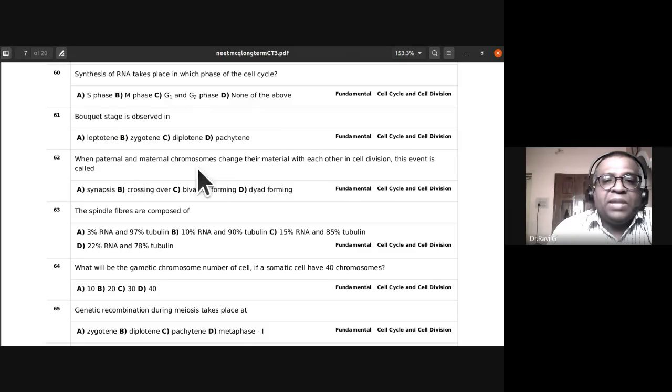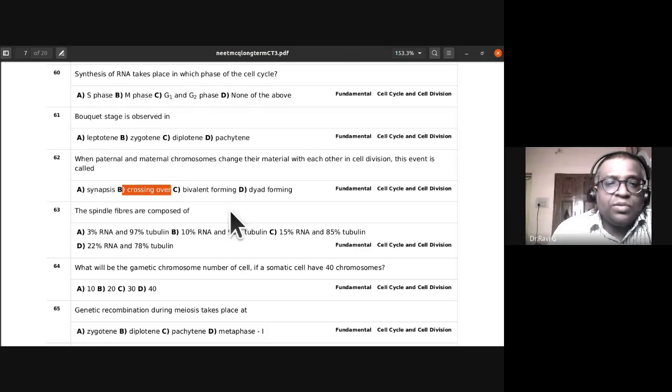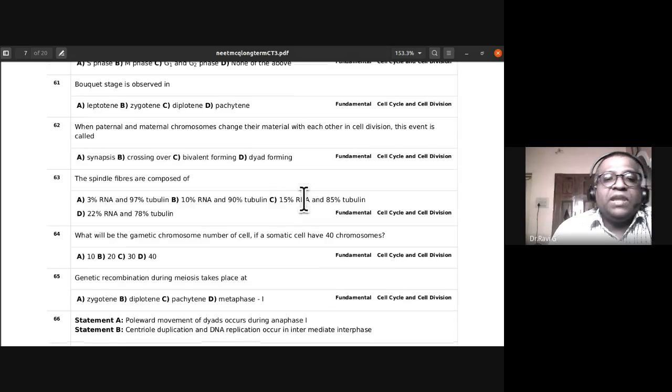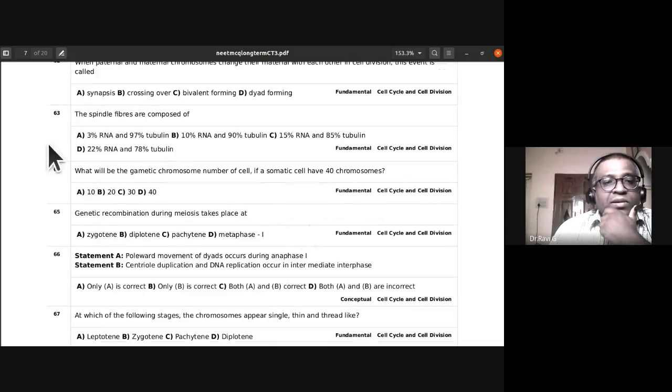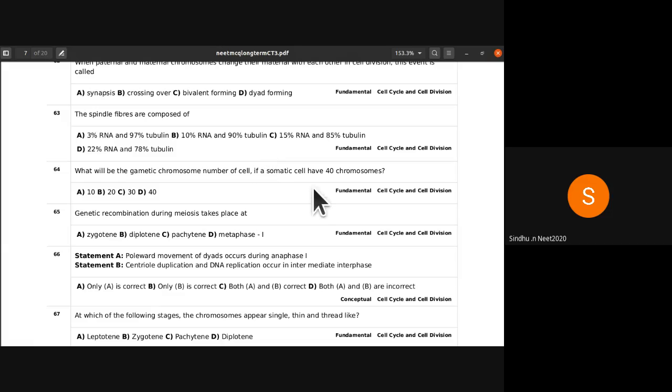When paternal and maternal chromosomes exchange their material with each other in cell division, this event is called crossing over. The spindle fibers are composed of, they have asked percentage. So 3% of RNA and 97% of tubulin. Am I right? Yes, sir. Okay.